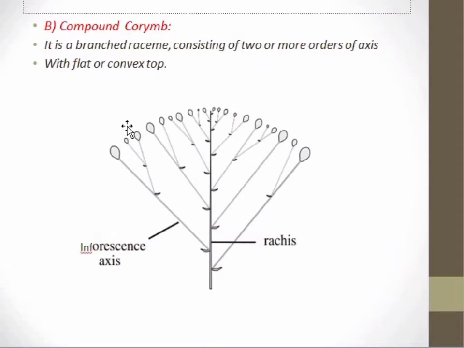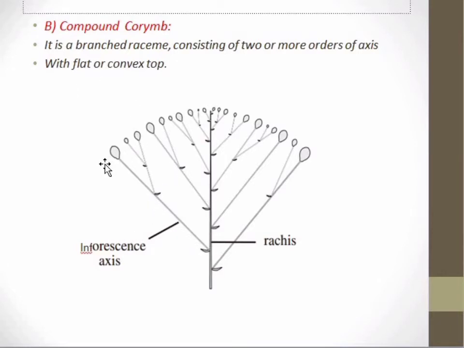The other is compound. It is a branched raceme consisting of flowers of two or more orders of axes. This is the one single order. This is the first order of axis that gives rise to these flowers, and this is the second order of axis that gives rise to these flowers. So there are two orders of axis. This is known as the rachilla, the main axis, while this is known as the inflorescence axis.